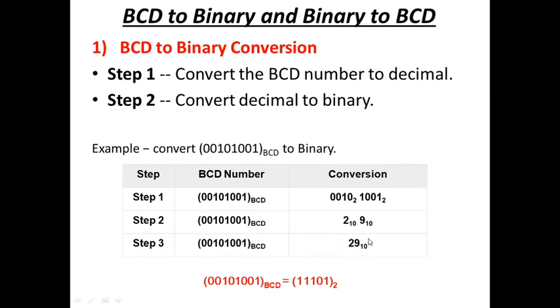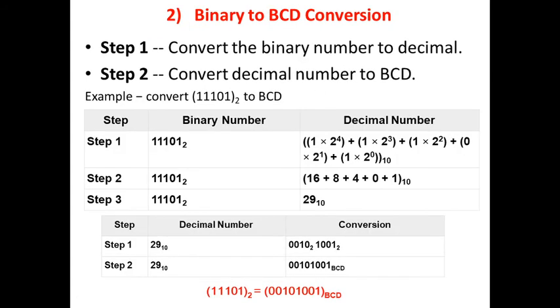Now, this 29, you directly convert into a binary number. How do you do it? That is the divide by 2 method. We have learnt it in the conversion lecture. So this 29 has to be converted into binary. You continuously divide by 2 till you get 0 and write from bottom to top. So you will get 11101 base 2.